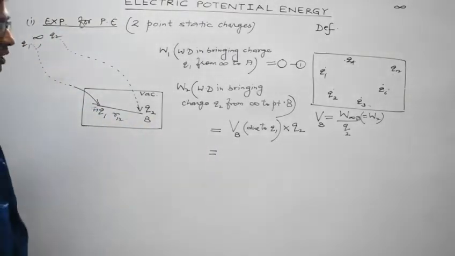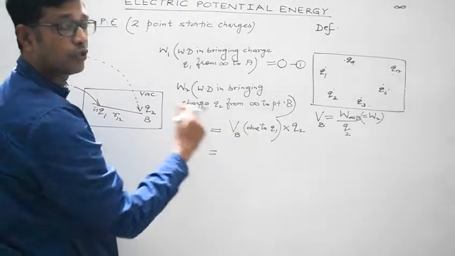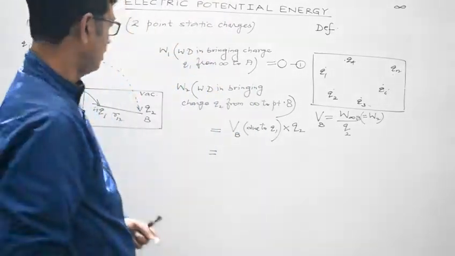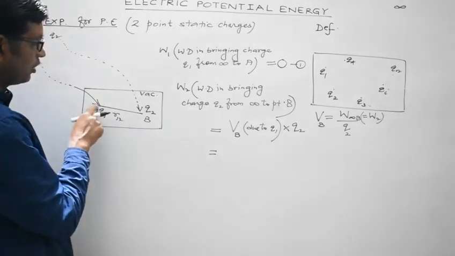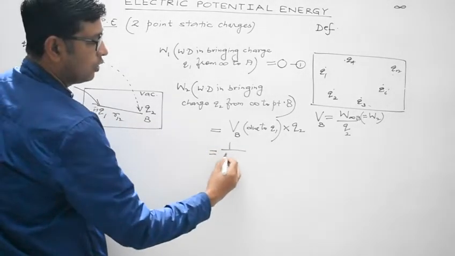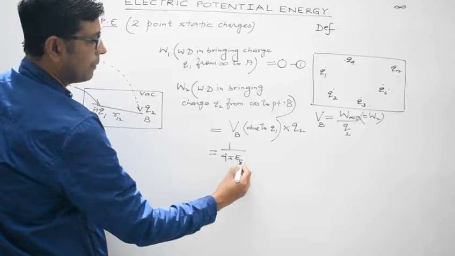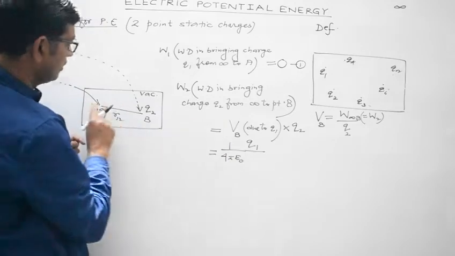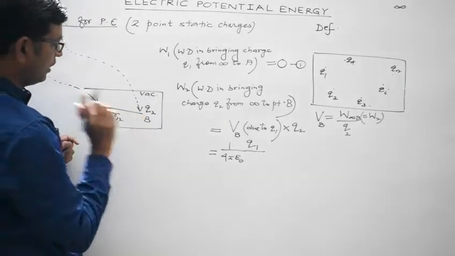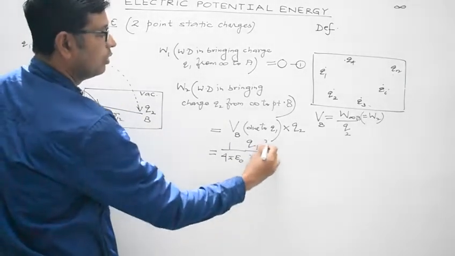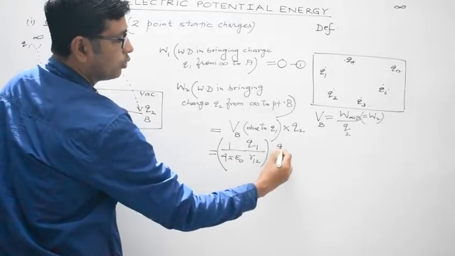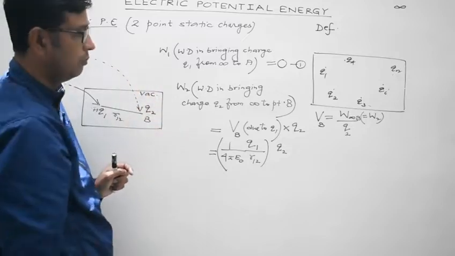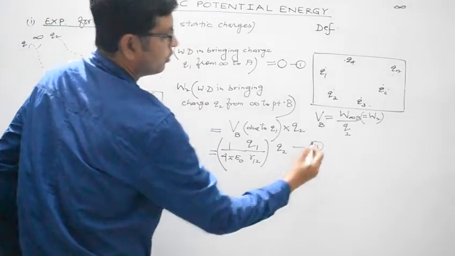Right? So let's substitute the expression for the potential. Potential at a point due to a charge is kQ by r, isn't it? So at point B, the potential due to charge Q1 will be 1 over 4 pi epsilon naught Q1, this is the charge, and the distance of observation point B from point A is R12, multiplied by Q2. Q2 is the charge that is to be moved from infinity to its respective position B. So put this as equation 2.